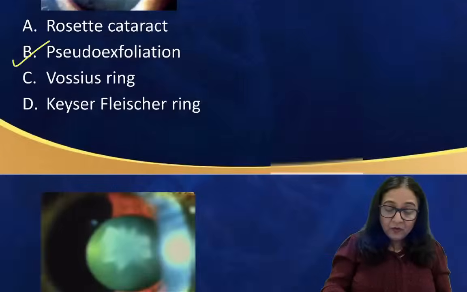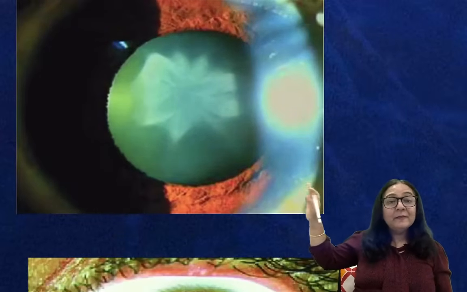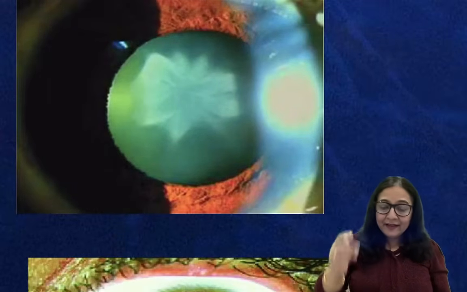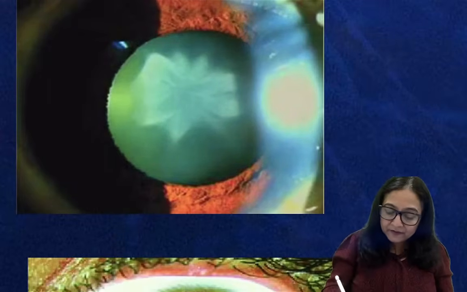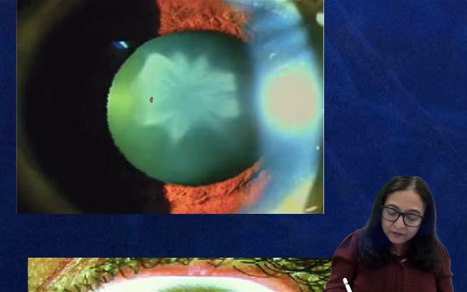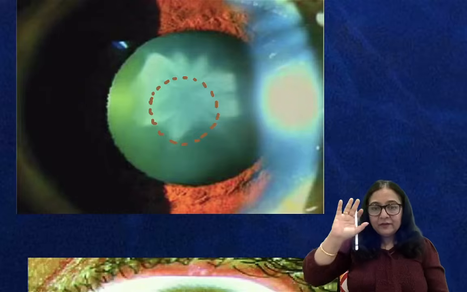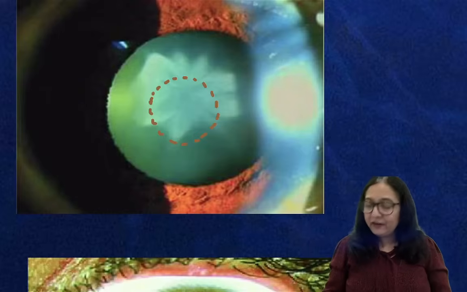This is how a rosette cataract looks. Multiple times the question has come on rosette cataract as well. And if there is a Vossius ring, then on the lens surface you will see a brown pigment like this, because of the impression of the pupil margin. So this is your Vossius ring. Okay.